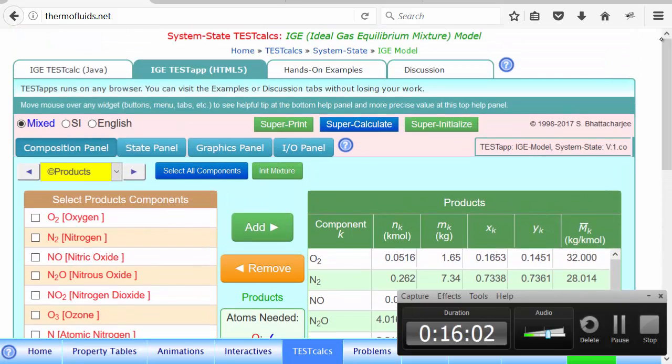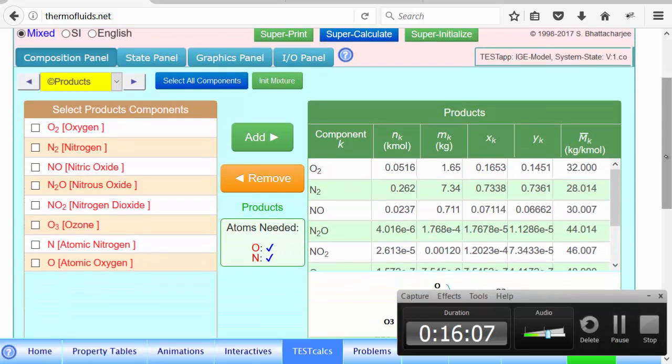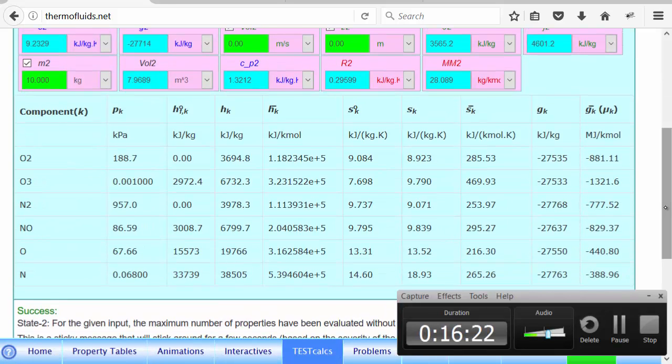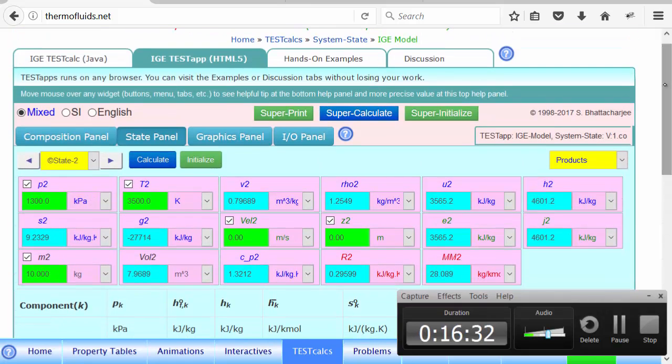You can say, okay, let's assume that there is no N2O or this, and suppose you want to remove a few of them and recalculate. You can remove them, and all you have to do is go to the state panel and calculate again, and this is updated for the new mixture. That is, you can pick and choose what you want in your products. Anyway, this is a little bit complicated problem, but in many problems, pressure and temperature are known, and it becomes very simple. You don't have to iterate.